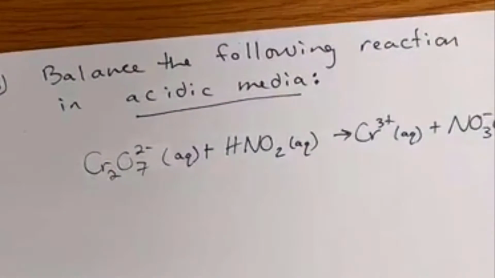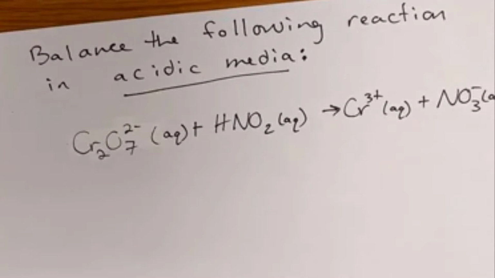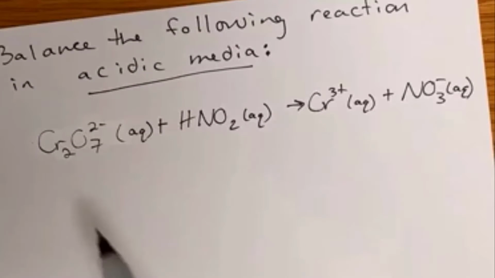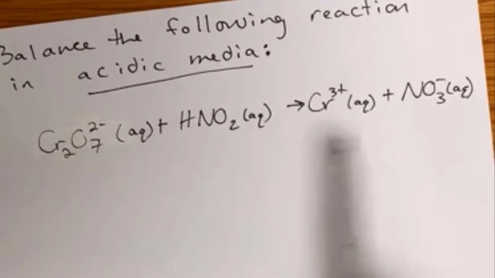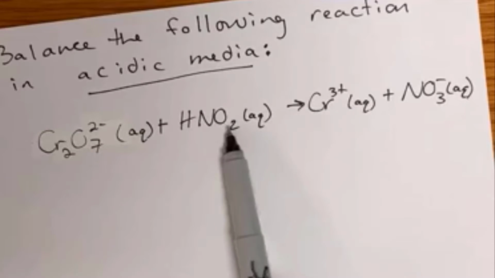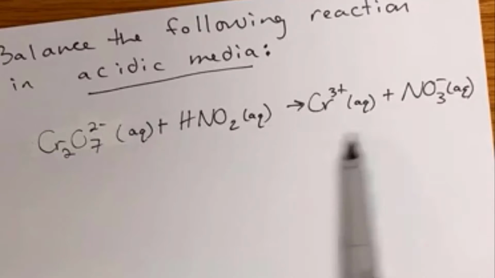Let's balance this reaction. But we're going to make it more complicated. We're balancing it in acidic media. Now, what makes it more complicated? If I look at everything I've got: chromium, oxygen, hydrogen, nitrogen, oxygen again, etc. So I've got a whole bunch of stuff.